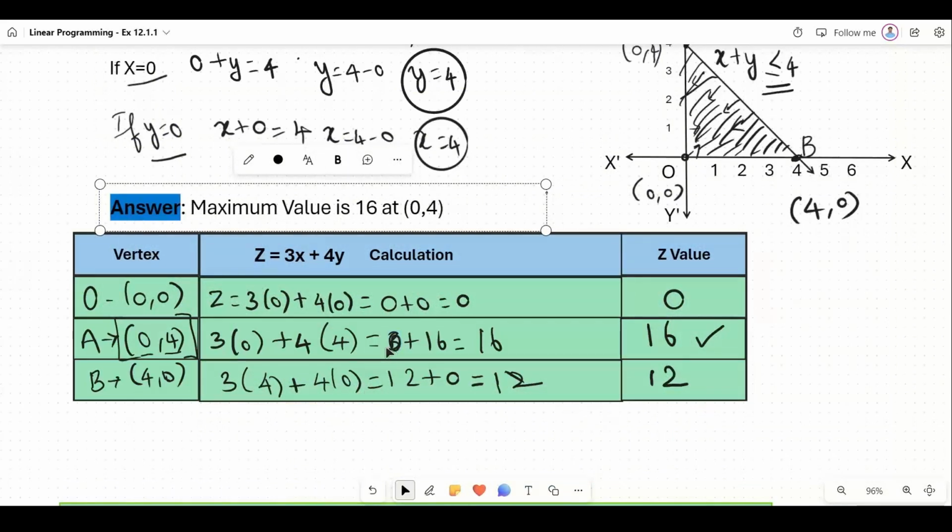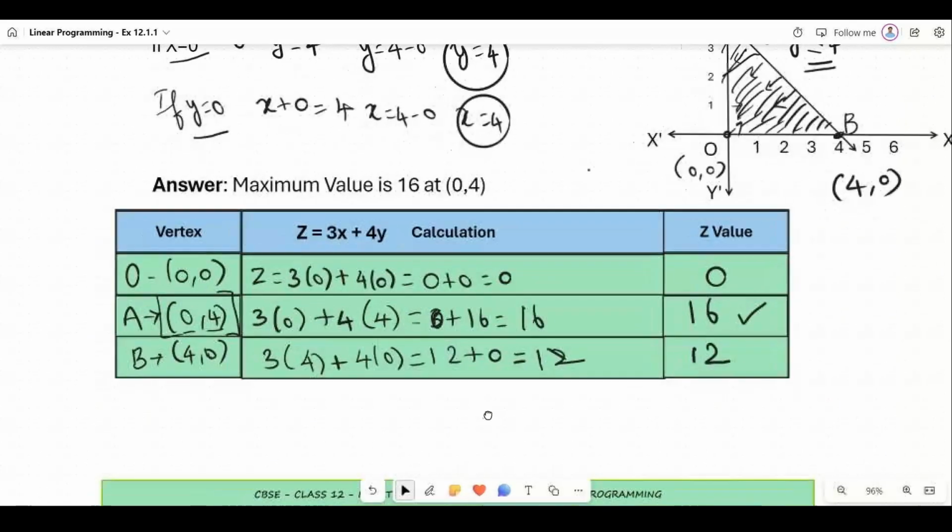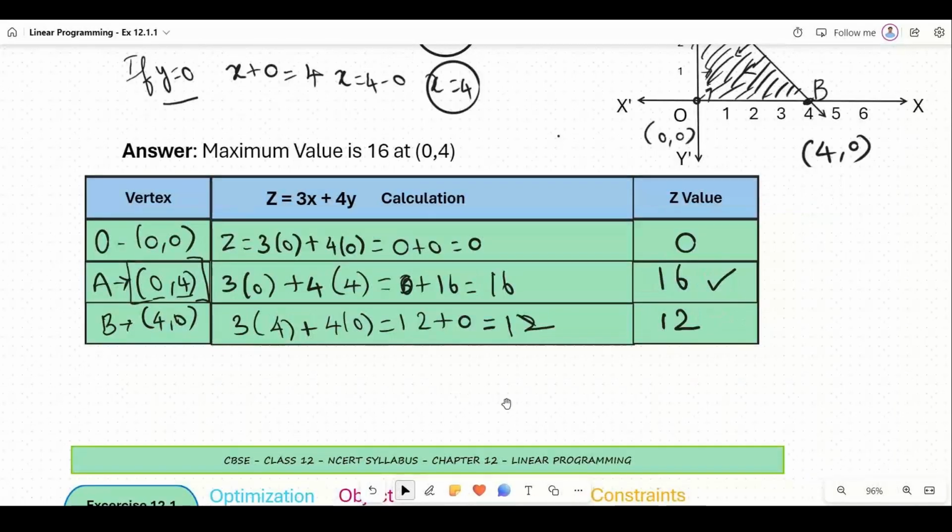Like I made a mistake here, right? Three times zero, anything multiplied by zero has to be zero, but I mistakenly wrote the three. So if you make a mistake somewhere here, the answer will be 19 in that case, right? But the vertex will be correct, x and y will be correct, so you will get a portion of the marks there. So let's try to focus and not make mistakes.